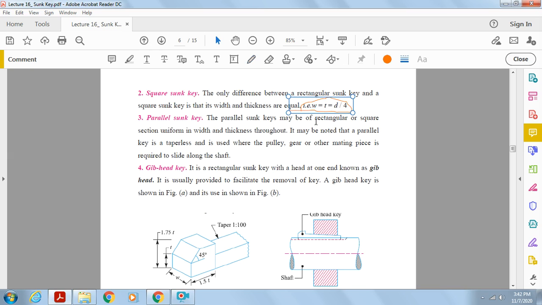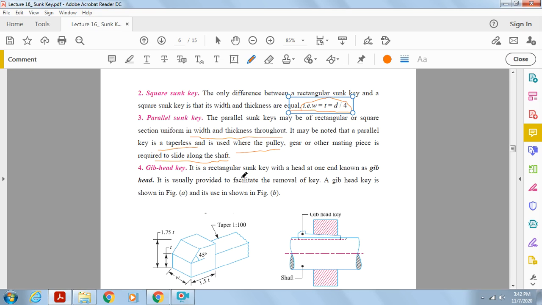Then the parallel sunk key. The parallel sunk key may be of rectangular or square section, uniform in width and thickness throughout. It may be noted that a parallel key is taperless and is used where the pulley, gear and other mating piece is required to slide along the shaft. So when there is any sliding motion, we should use the parallel sunk key. In the case of the parallel sunk key, as the name suggests, the two lines must be parallel. That means there is no tapering.